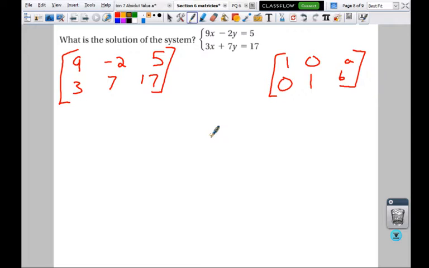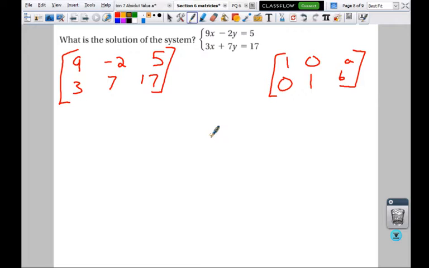Okay, let's go through this one. Let's look at my top number, 9. What do I want that number 9 to be? 1, right? Where do those numbers come from? It's what we always want: 1, 0, some number, 0, 1, some number.